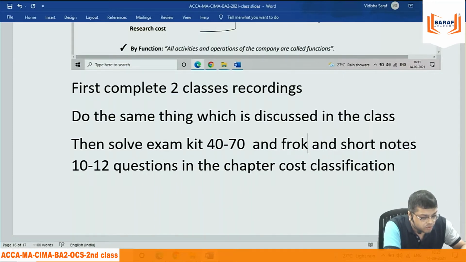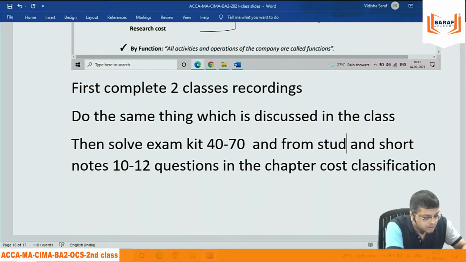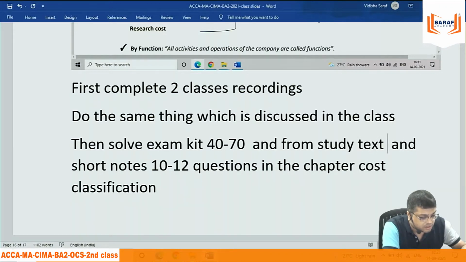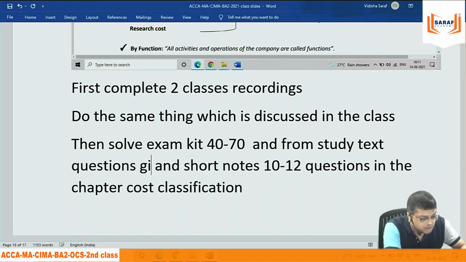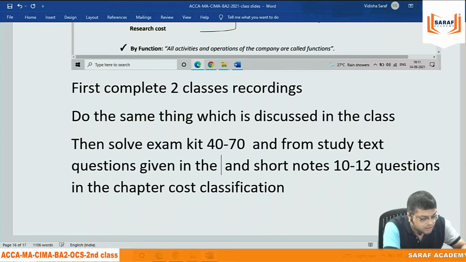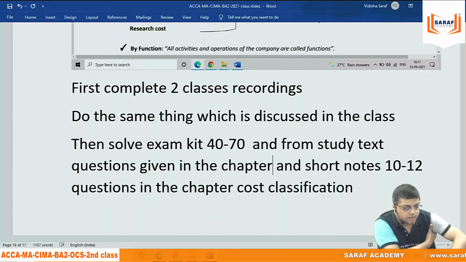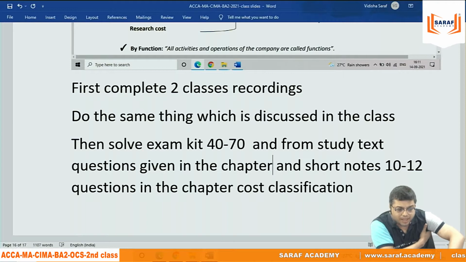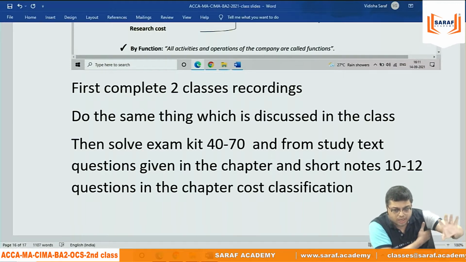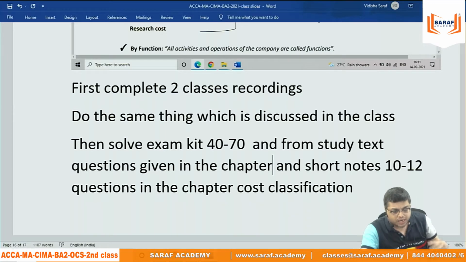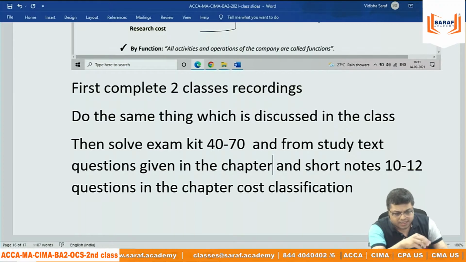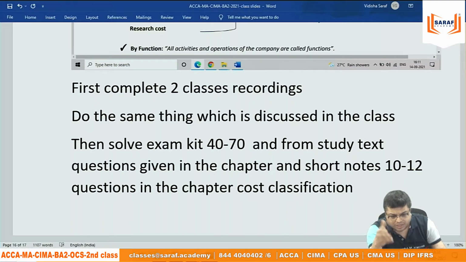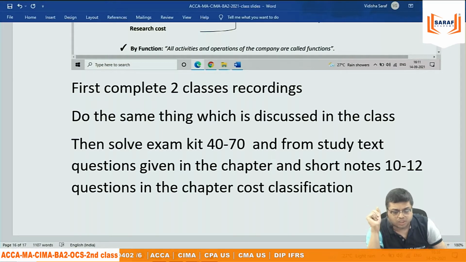and from the study text, the questions given in the chapter. From the exam kit, from the Kaplan study text, and short notes, in all the 3 places questions are given. In the exam kit there are 30 questions, I have seen 41 to 70. In the study text there is explanation, along with that 10-12 questions. In short notes also 10-12 questions are there, around 50 questions in all.